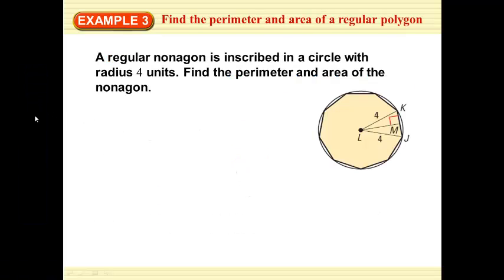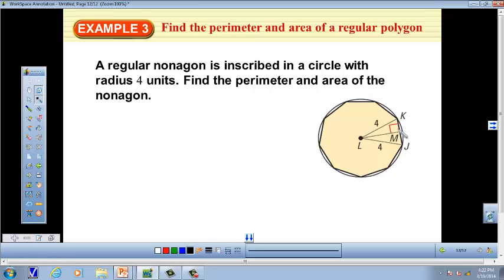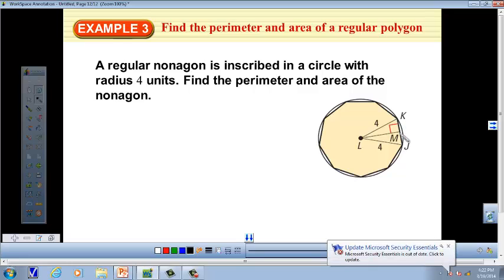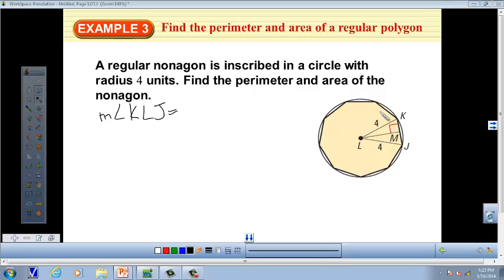Alright, for this next one, we've got a nonagon. In this case, they don't tell us what KJ is or what the length of any of the sides are. So here we're going to have to use sine and cosine to figure out what KM is and what LM is. So first of all, we know that the measure of angle KLJ is found by, remember how on the last one it was 360 divided by 8 because there were 8 sides. So this time it's 360 divided by 9 because there are 9 sides. That means that this angle right here, from here to here, is 40 degrees.